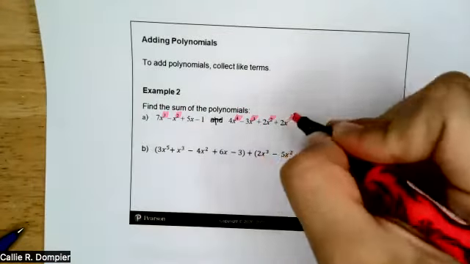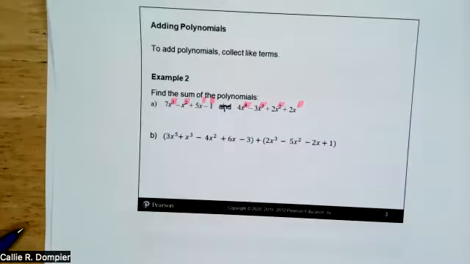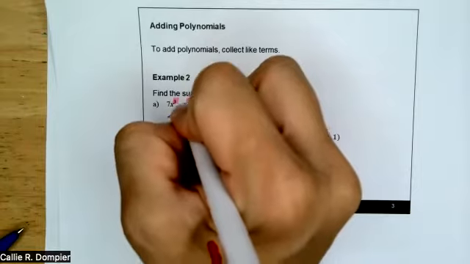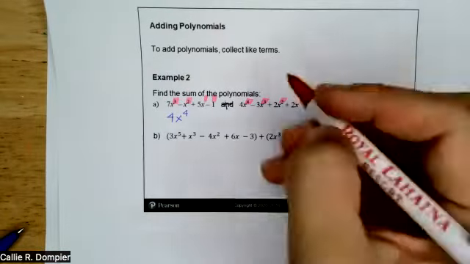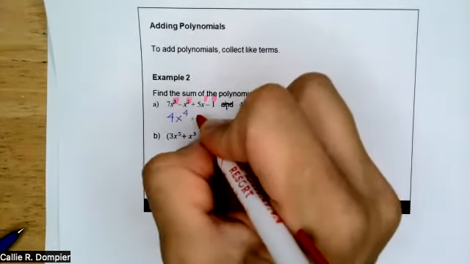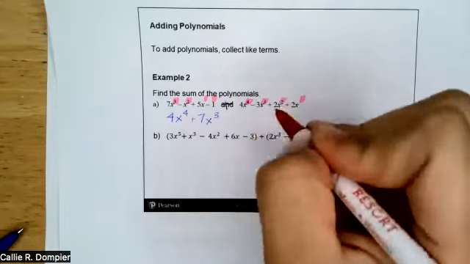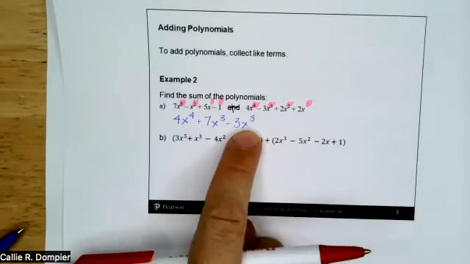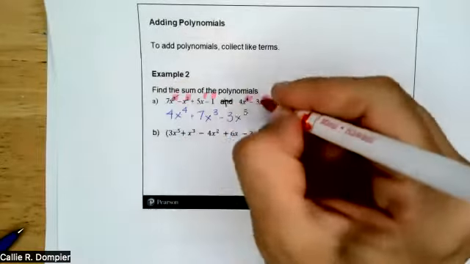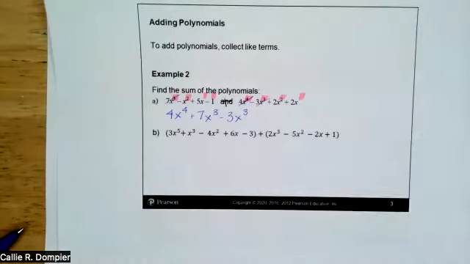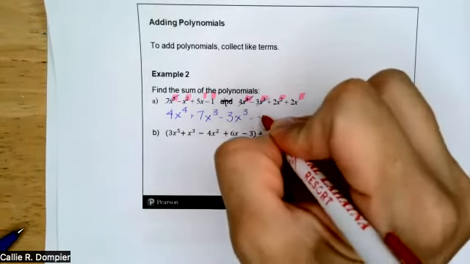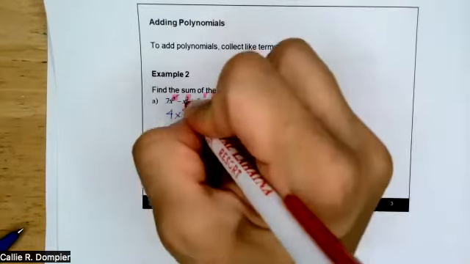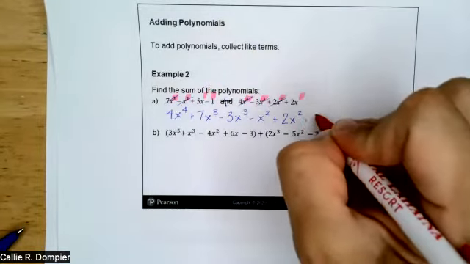So if I were to rewrite this, I would start with 4x to the 4th, okay? And then I have a plus 7x to the 3rd minus 3x to the 3rd. Doesn't matter if that's in front or that's in front, okay? So I've used that one just to keep myself clear. Minus x squared plus 2x squared plus 5x.